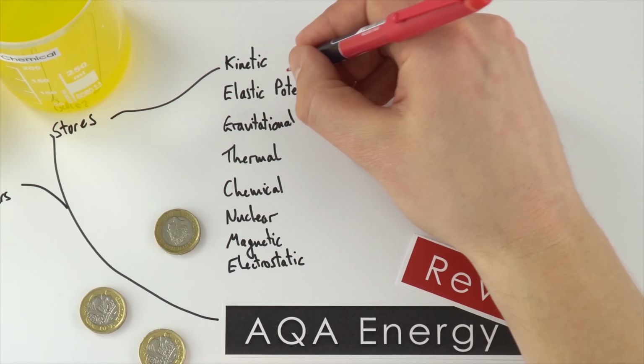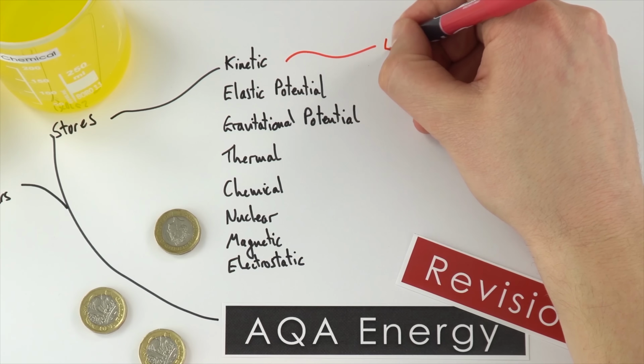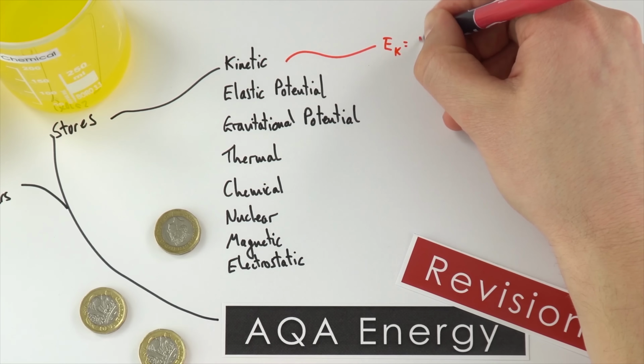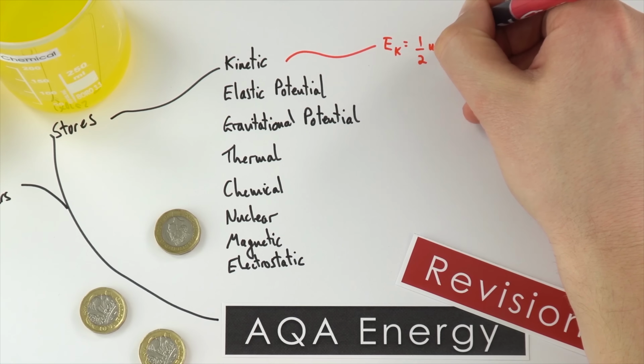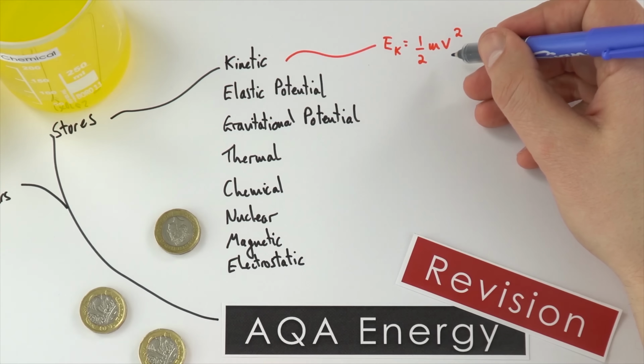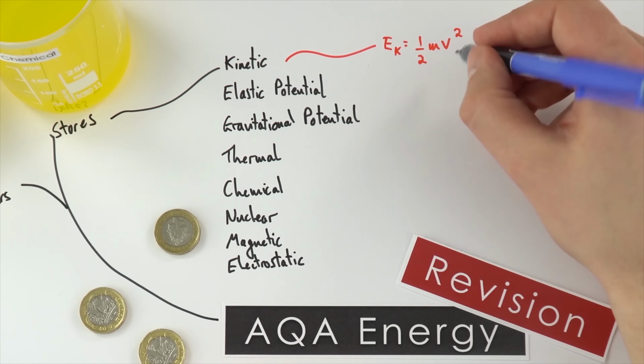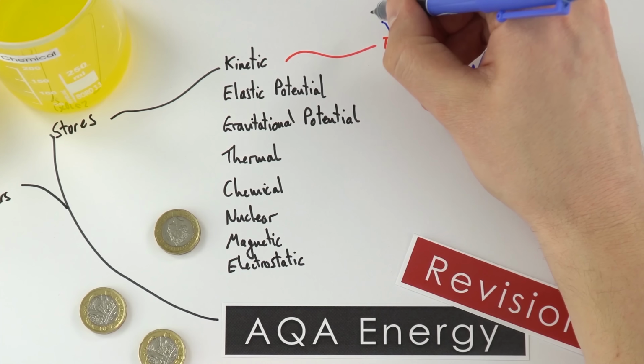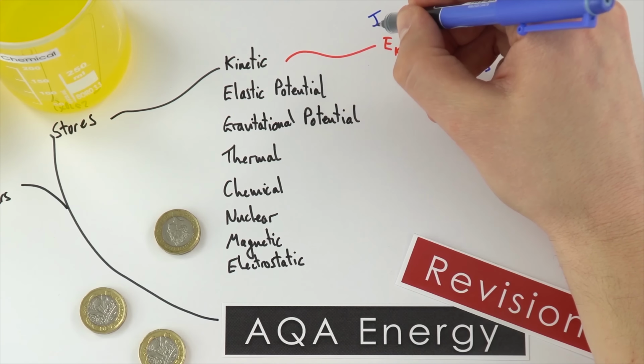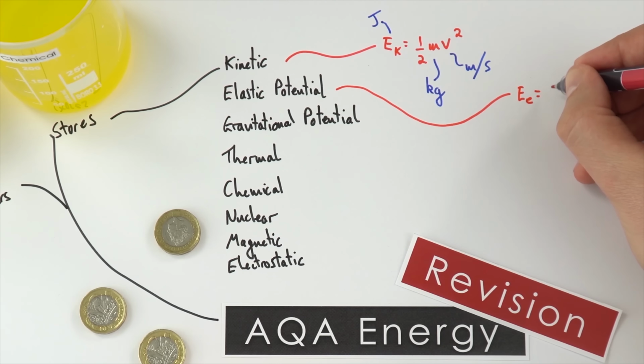Now, what we can do with energy is actually work things out. If we wanted to work out the kinetic energy, for example, the kinetic energy is equal to 1/2 mv², where v stands for the speed of the object, measured in meters per second. We should always measure our mass in kilograms, and this means that the unit for energy is the joule.